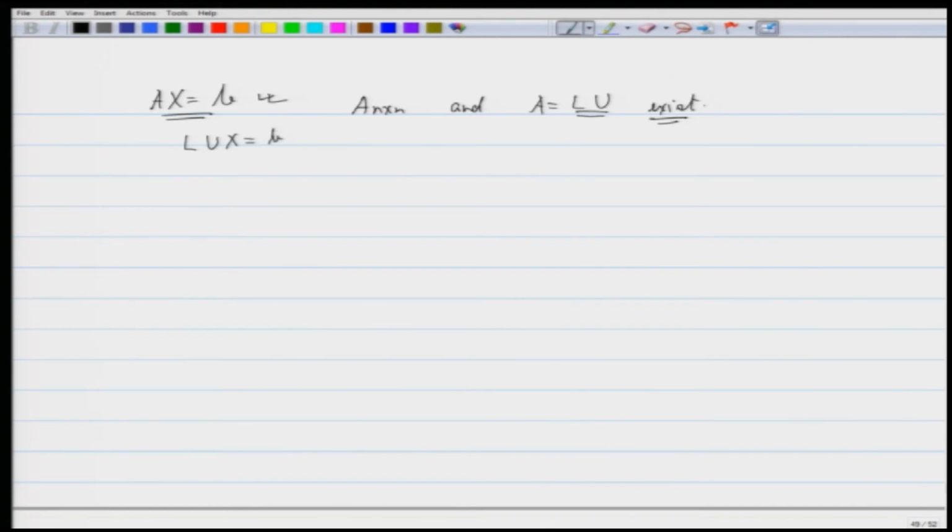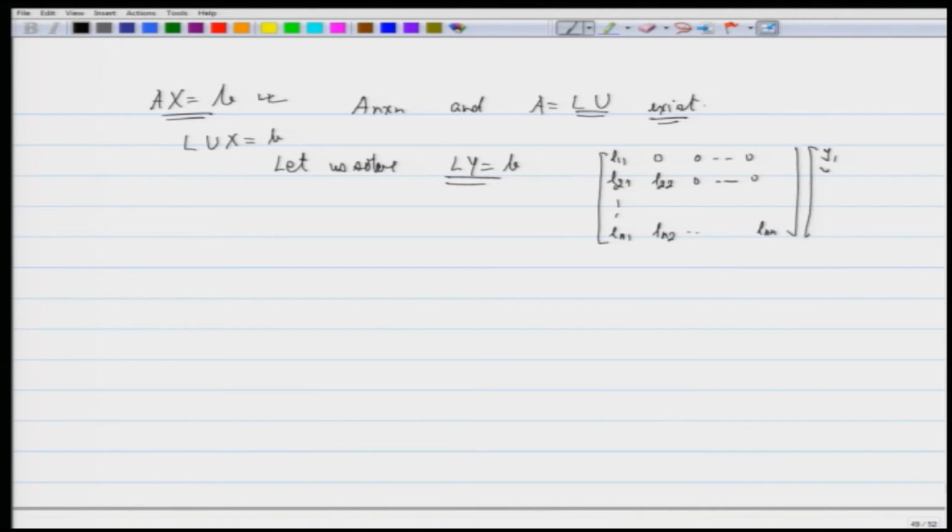So, let us solve Ly is equal to B. Now, I know that L is lower triangular. So, it means that L looks like, let me write, L11 0 0, L21 L22 0, and so on, Ln1 Ln2 Lnn, times y1 y2 yn is equal to B1, B2, Bn. I started with an n cross n matrix, therefore, everything is in this form.